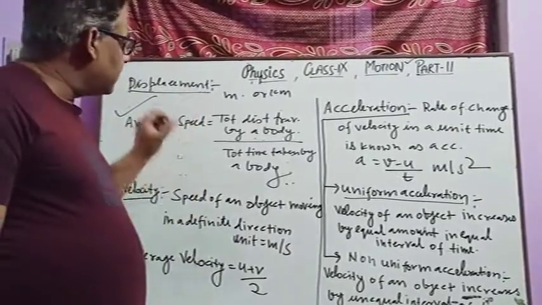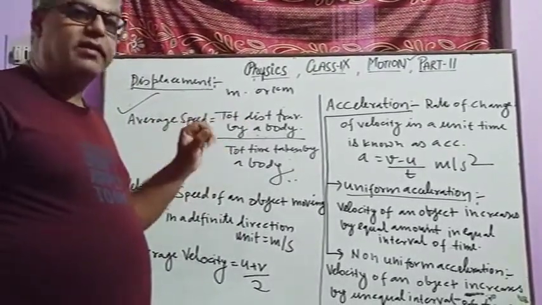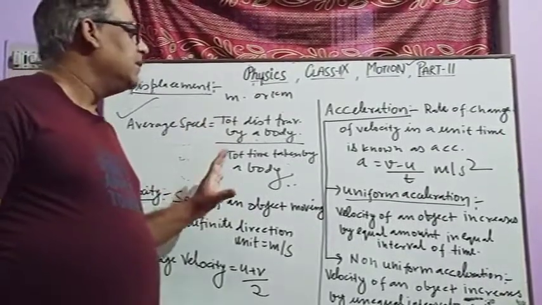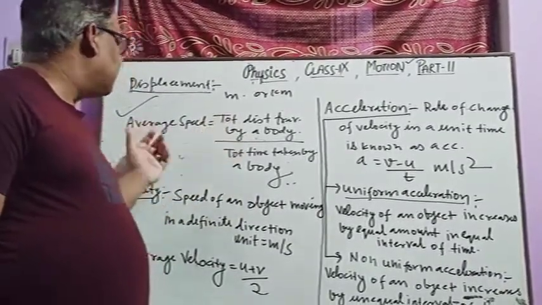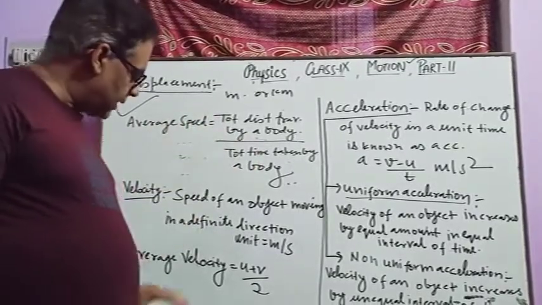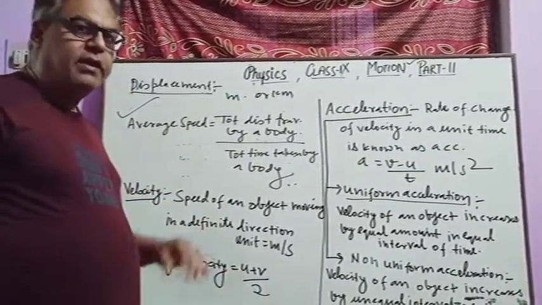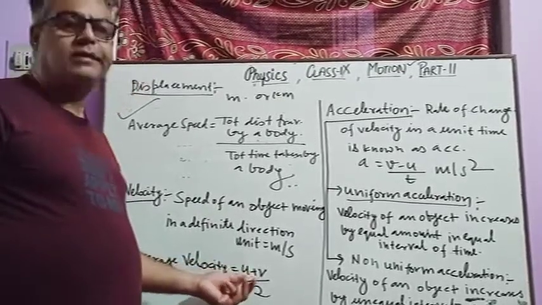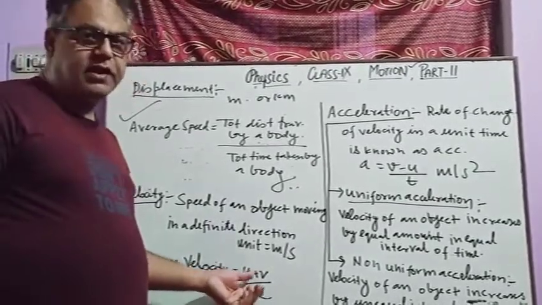Clear? I will explain its questions in my next part. Today I am giving you only the definitions. So here we can define average speed as well as average velocity. When anyone asks you about the average velocity, it is the average of initial and final velocity.